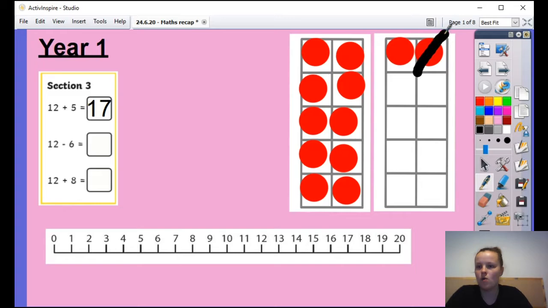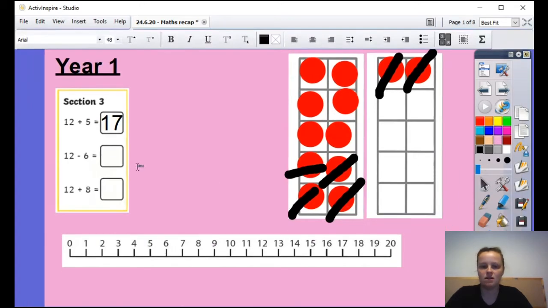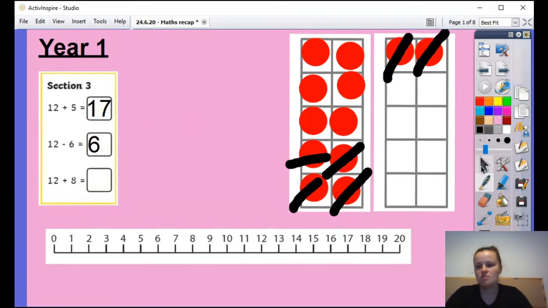Okay, so I need to take away 6. So straight away, 1, 2. Now you start on this 10 frame, not the whole 10 frame. So I've taken away 2, 3, 4, 5, 6. Now, how many red dots are we left with? Let's count them. 1, 2, 3, 4, 5, 6. So my answer must be 6.